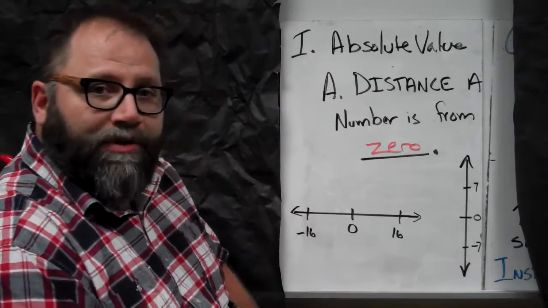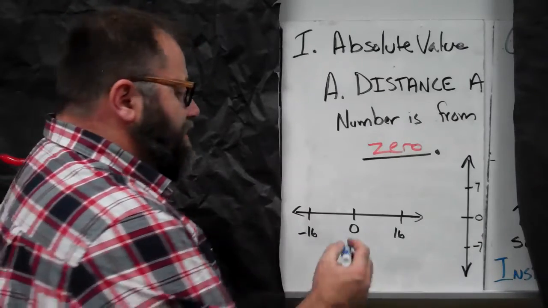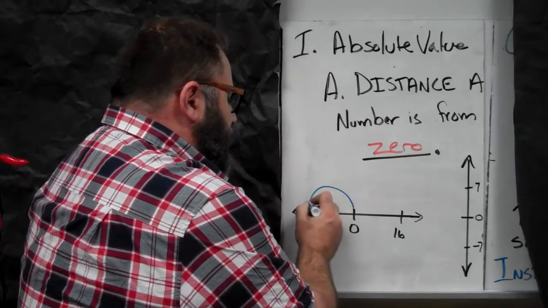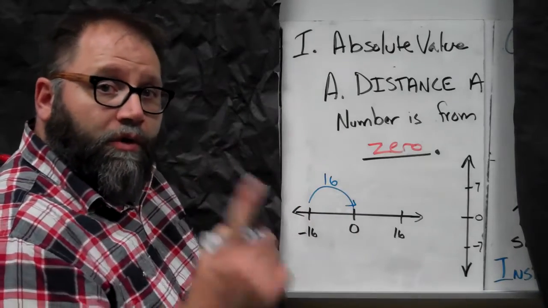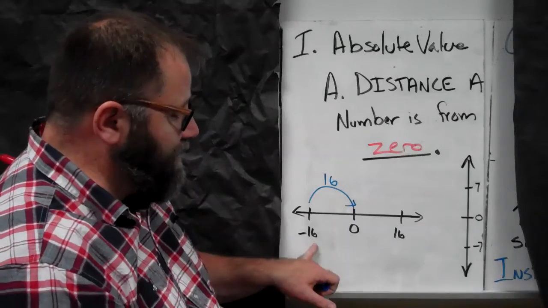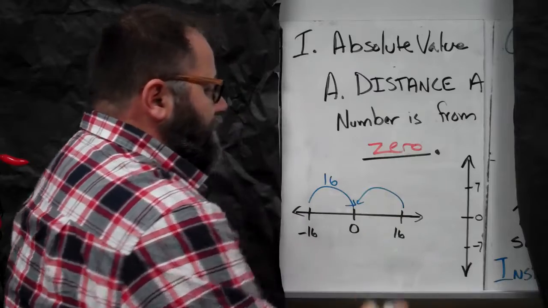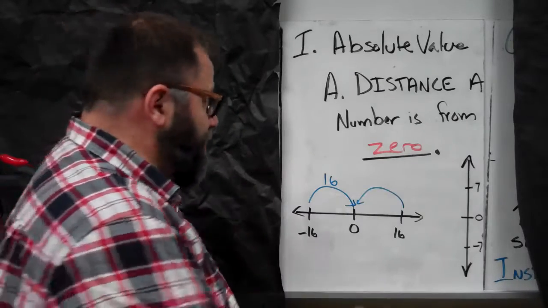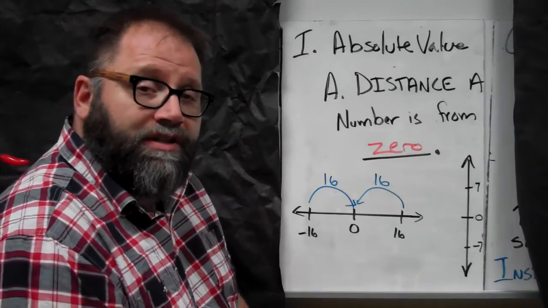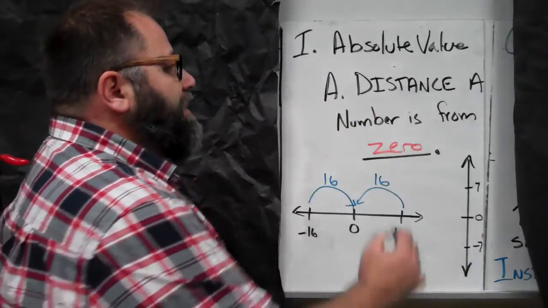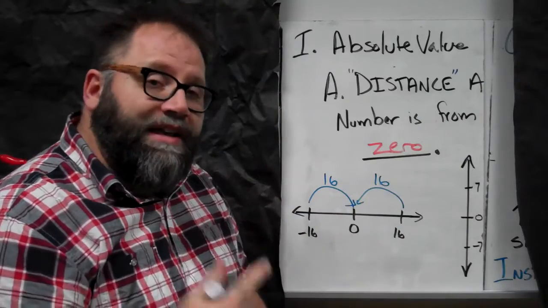So in the examples here, what we have is negative 16 and 16. Negative 16 is 16 steps away from 0, which means the absolute value of negative 16 is 16. Then 16 is 16 steps from 0, which means the absolute value of positive 16 is also 16. Because we're talking about distance, we're always going to describe distance as a positive.